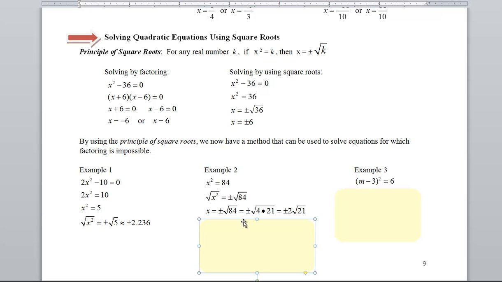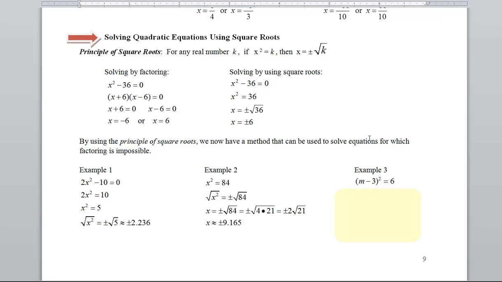Now, it is your job to break 84 up into its factors, but the factor you need is a perfect square. So if I go 4 times 21, there's my 84. 4 is my perfect square. So 4, I can apply the square root, and I have 2. So technically the exact answer would be plus or minus 2 square root of 21. Now if you put that in the calculator, you'll end up with an approximation of plus or minus 9.165.